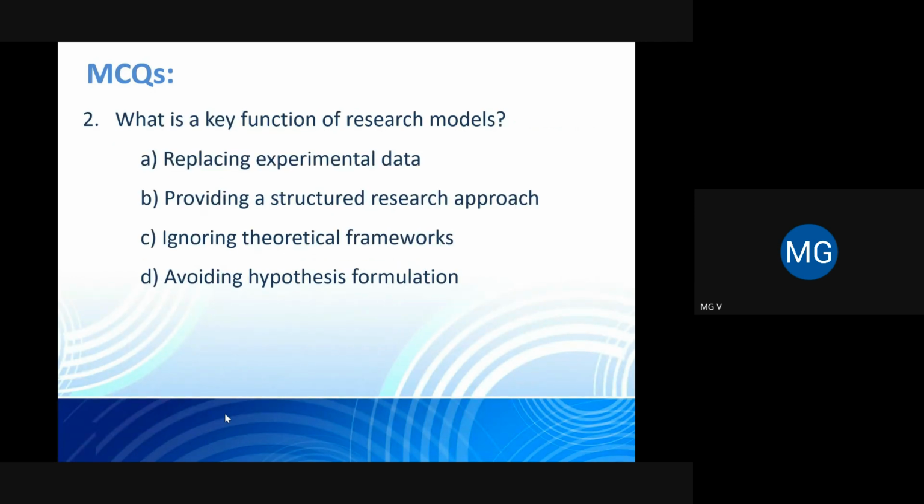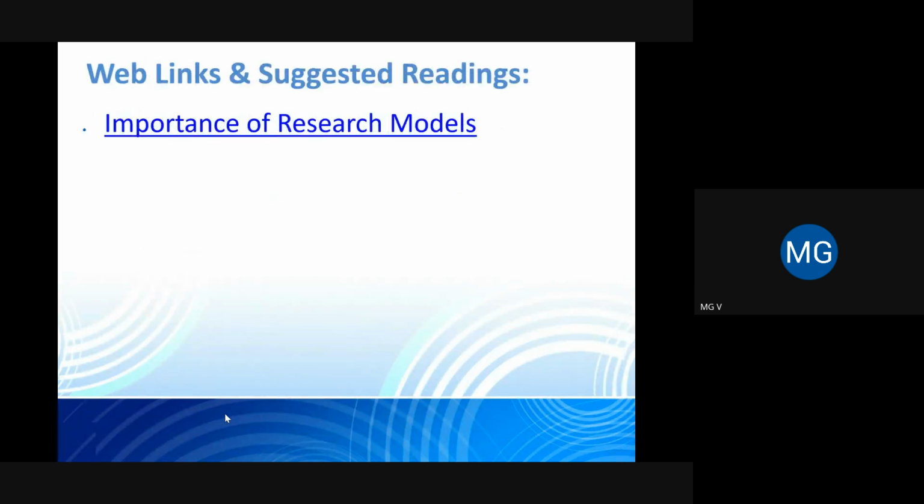What is a key function of research models? Replacing experimental data, providing a structured research approach, ignoring theoretical framework, or avoiding hypothesis formulation. It's providing a structured research. B. Very right. It is B, providing a structured research approach. And here is the web link.